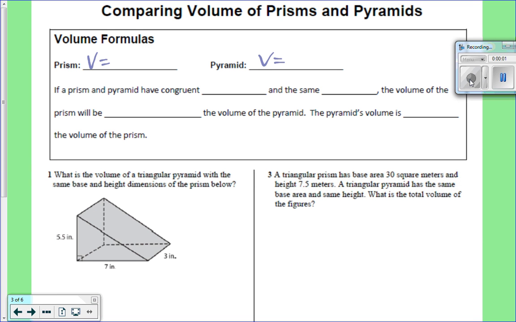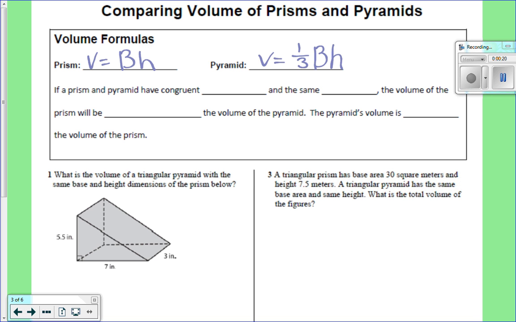Alright, so today we're going to compare volume of prisms and pyramids. What is the volume of a prism? Good. Area of the base times the height. And the pyramid? Good. We know that the volume of a pyramid is 1/3 times the area of the base times the height.